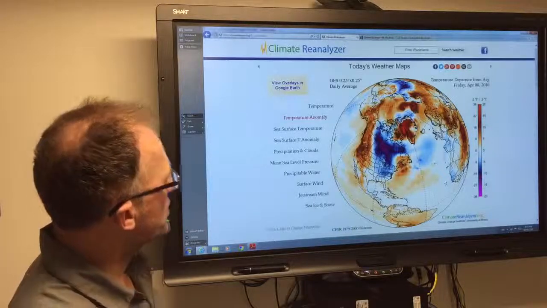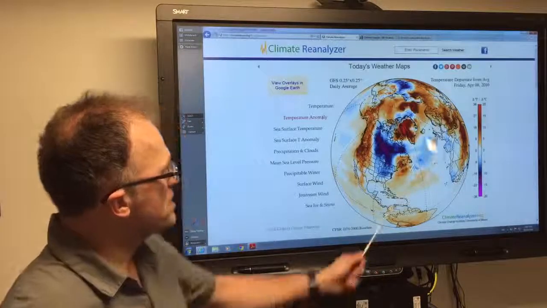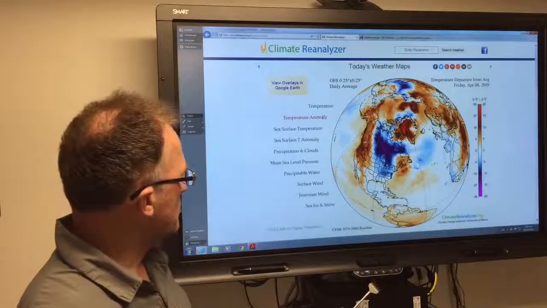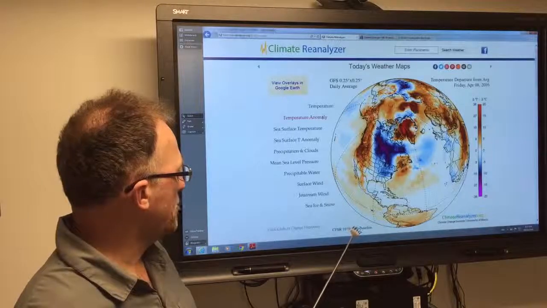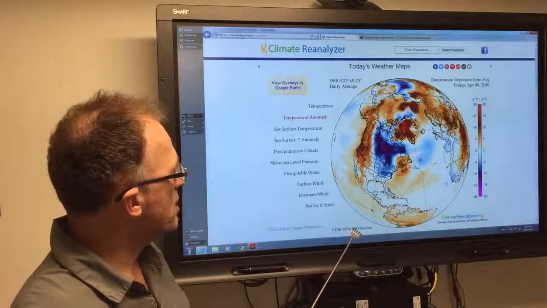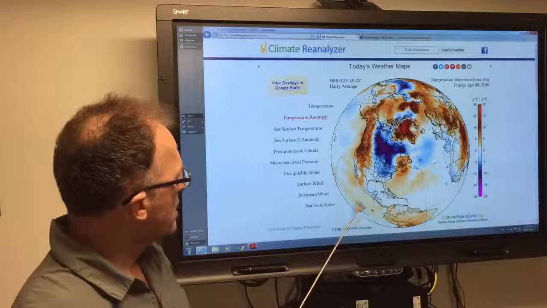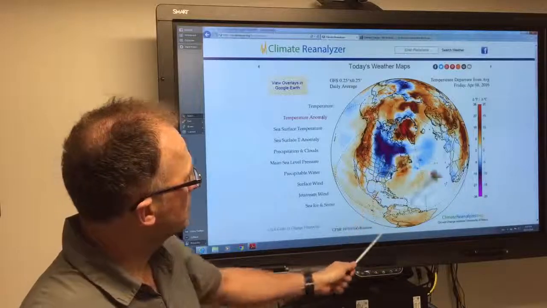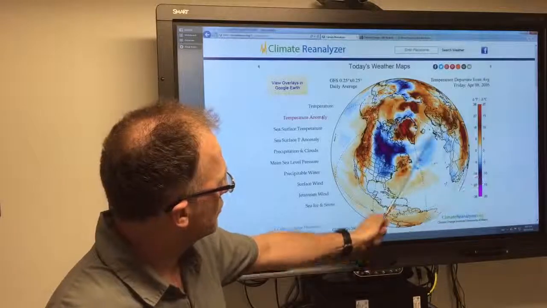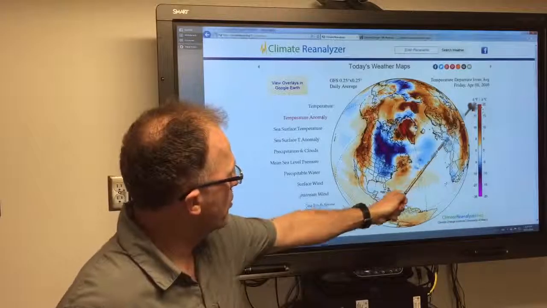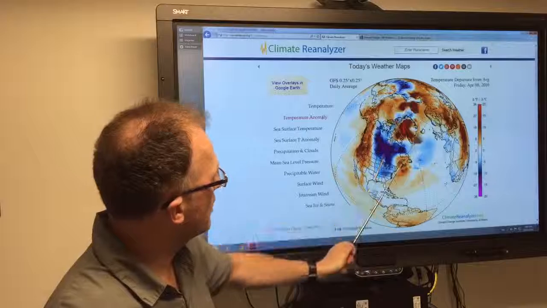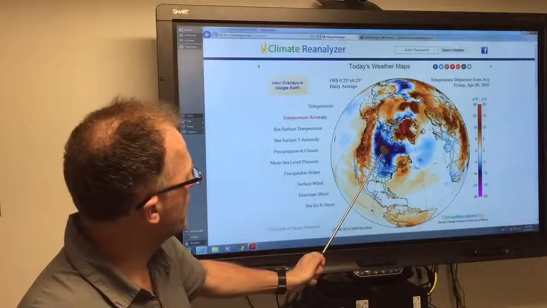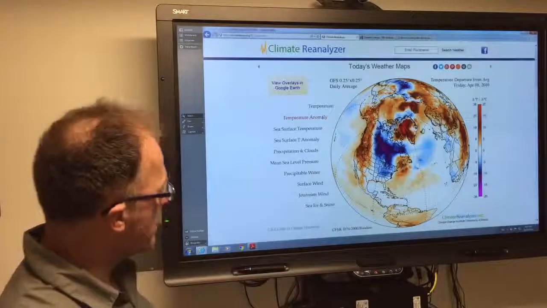The temperature anomaly is the temperature today minus the temperature of the averages. The 1979 to 2000 period is the baseline. If you take the average conditions for today and subtract them from what's actually being measured today, that's the anomaly, that's the difference. So this region here is 20 degrees warmer than normal, for example. This region here is between 10 and 15 degrees colder than normal for this given day.